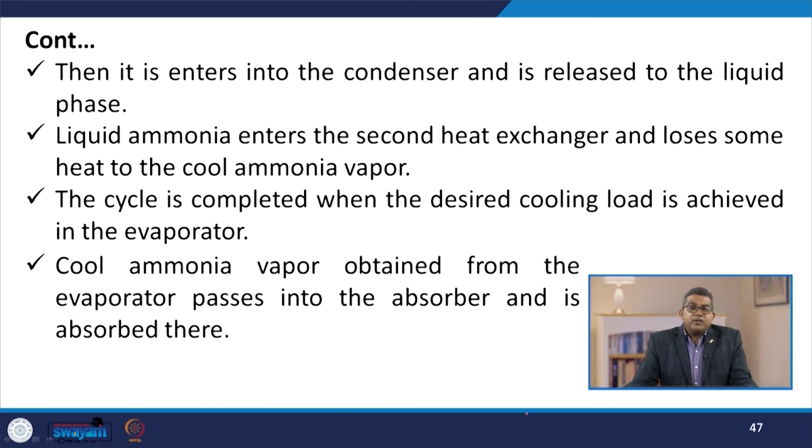The liquid ammonia enters the second heat exchanger and loses some heat to the cool ammonia vapor. The cycle is completed when the desired cooling load is achieved in the evaporator. Cool ammonia vapor obtained from the evaporator passes into the absorber and is absorbed there. When the vapor goes into the liquid solution, it releases both its latent heat and heat of dilution.